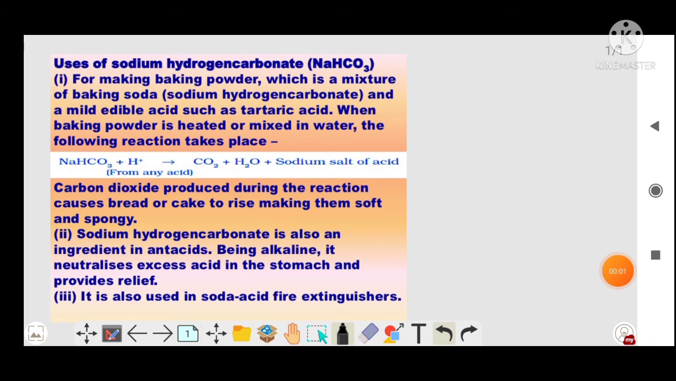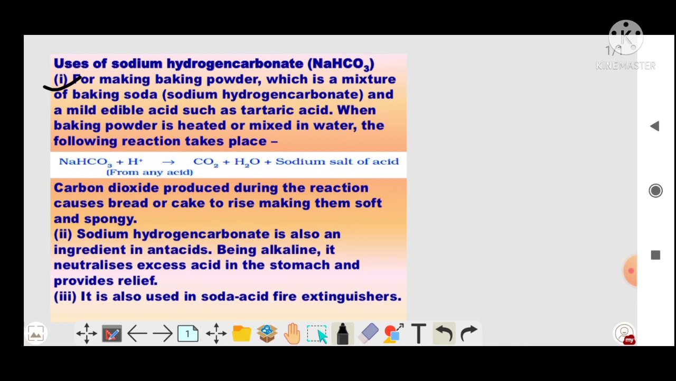Okay, some uses of sodium hydrogen carbonate. First, for making baking powder, which is a mixture of baking soda, that is sodium hydrogen carbonate, and a mild edible acid such as tartaric acid. So what is baking powder? Baking powder is a mixture of baking soda and a mild edible acid such as tartaric acid.